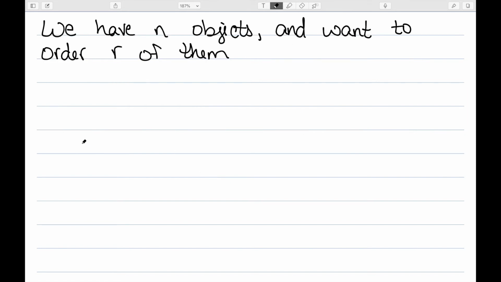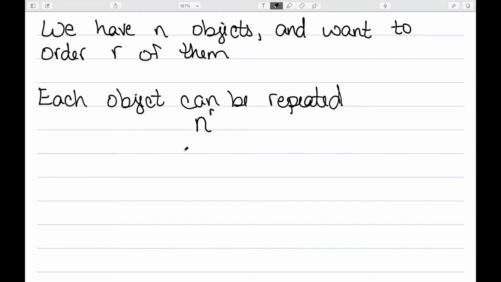So let's try to generalize this idea. I have n objects and I want to order r of them. If each object can be repeated, then we're looking at something of the form n to the r. Like our first example, we had 26 letters. We needed to select 3 of them, and we could repeat, so we had 26 cubed.